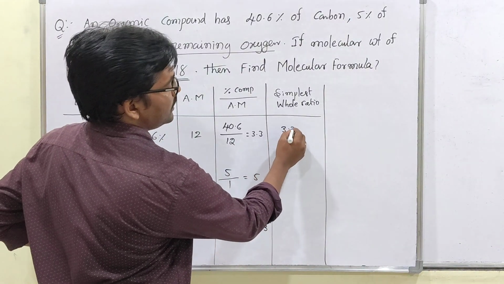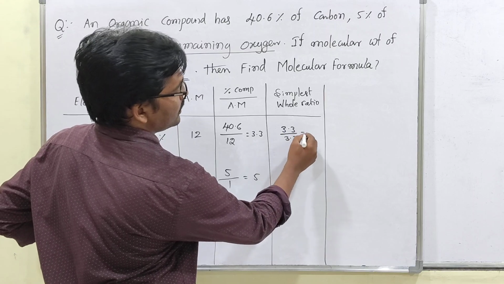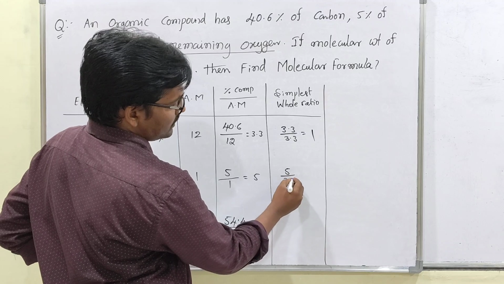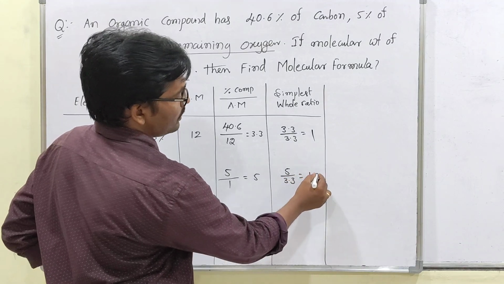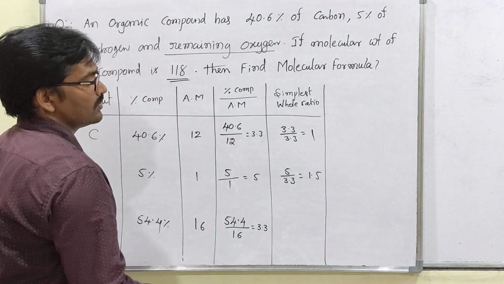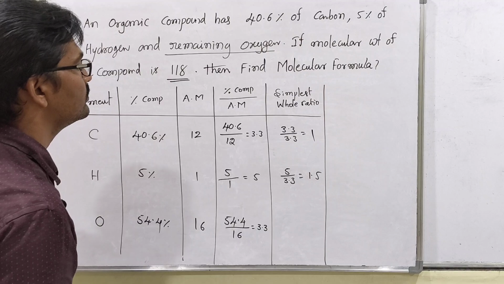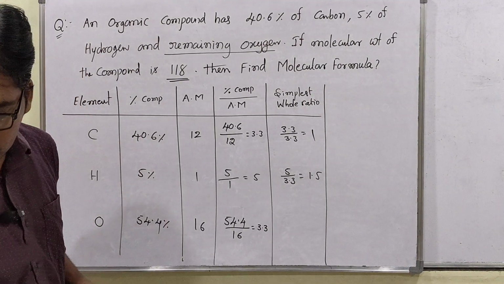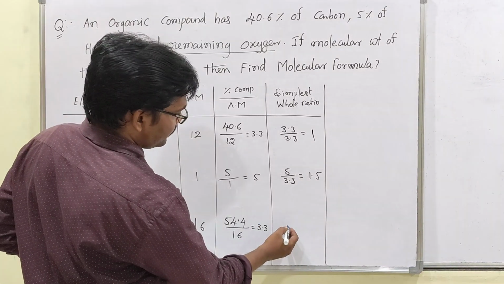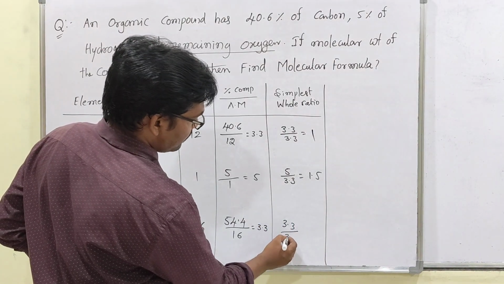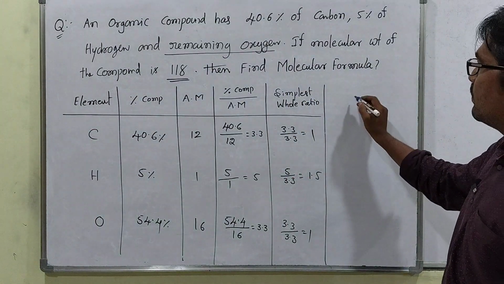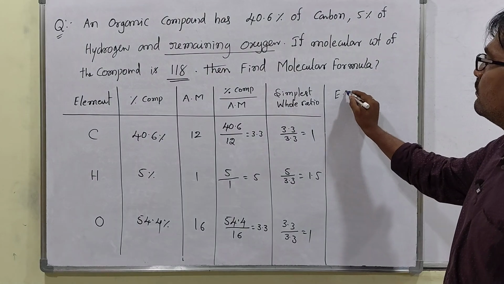So 3.3 divided by 3.3, you get 1. Then 5 divided by 3.3 gives 1.5. Then 3.3 divided by 3.3 gives 1. So look at it: one carbon for one, and this is what we call the empirical formula.